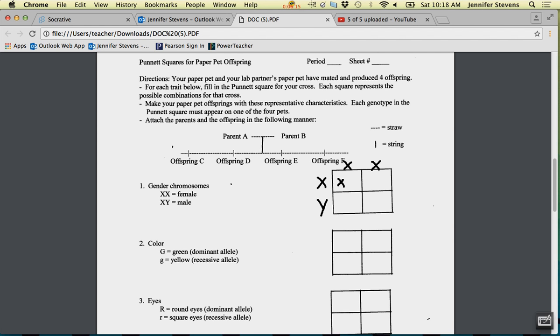But then we fill in our Punnett square. So we have these 2 are XX, XX. This one is XY, XY. So with our babies, we know that 2 of them are going to be female, and then 2 of them are going to be male, because two of these are XX, and these 2 are XY.